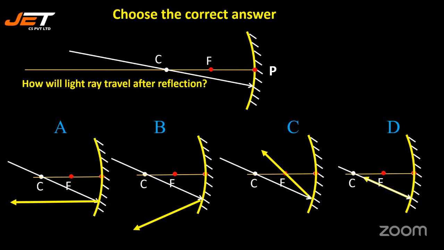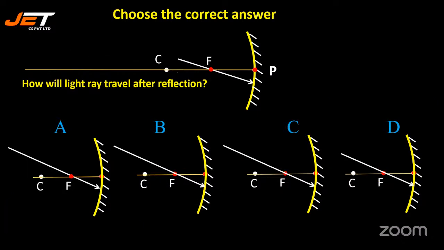A ray passing through center of curvature, not focus. All right, Anjali, it's not focus, it's center of curvature. A ray passing through the center of curvature will hit the mirror perpendicularly. If it hits the mirror perpendicularly, it will rebound perpendicularly. So it will retrace the path. D is right. Yeah, Anjali, you are right, now right.